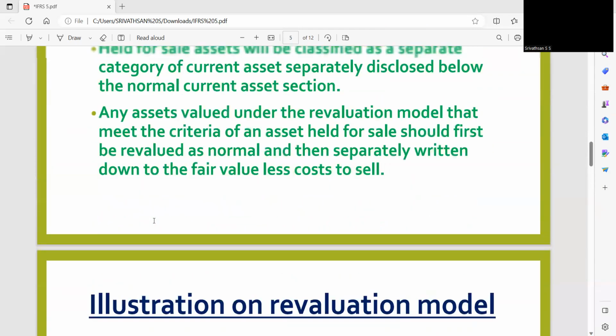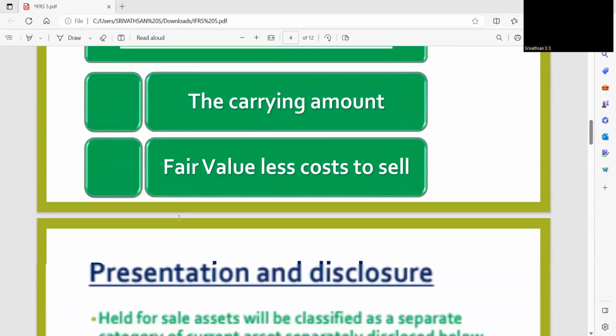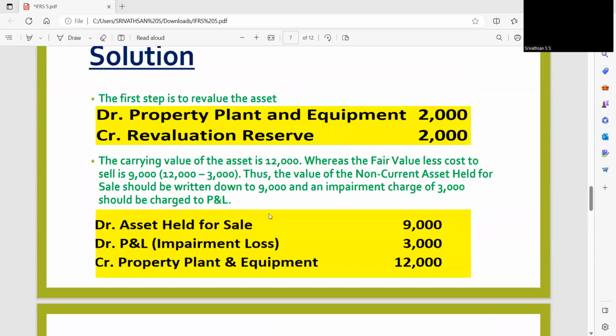And we have seen that non-current asset held for sale should be valued at the lower of carrying amount and fair value less cost to sell. In this question, the carrying amount is 12,000 and fair value less cost to sell is 9,000. So obviously the non-current asset held for sale should be valued at 9,000. So the remaining 3,000 will be your impairment loss. And we have already discussed in IAS 36 that if the carrying value of the asset is greater than the fair value less cost to sell, you need to book an impairment loss. So here an impairment charge of 3,000 should be charged to the P&L.